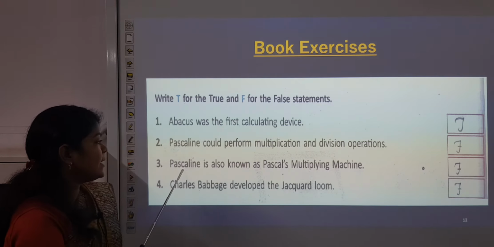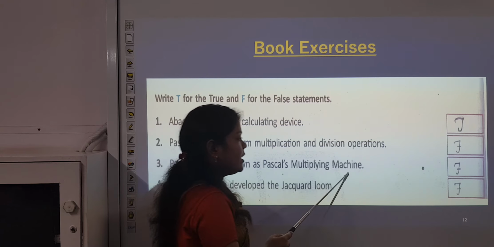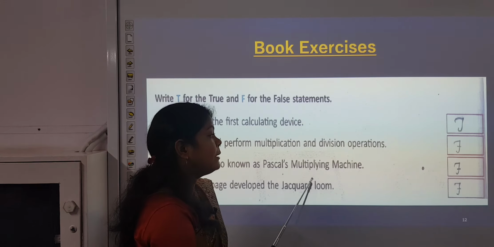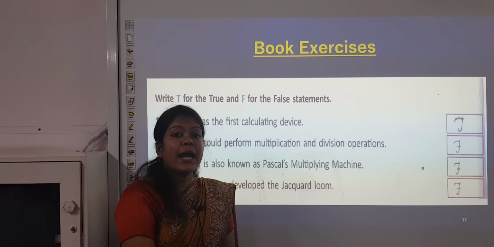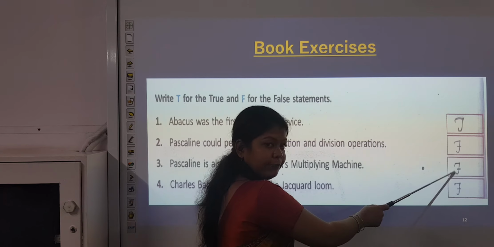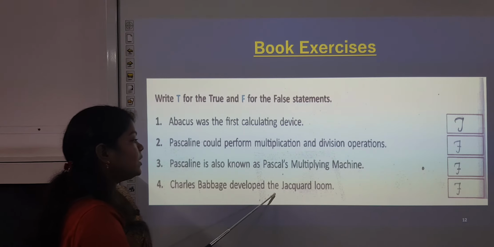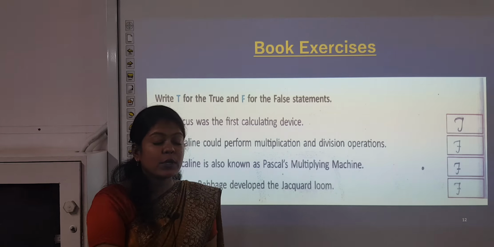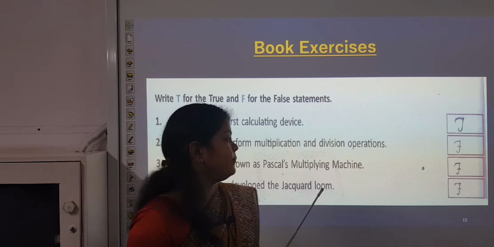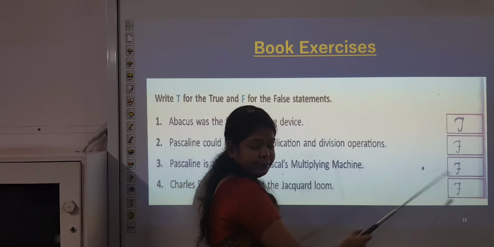Next, we have Pascaline is also known as Pascal's multiplying machine. No, it is not Pascal's multiplying machine. It is Pascal's addition machine. So, it is also false. So, you have to again write here capital F. Last we have Charles Babbage developed the Jacquard loom. No, because Charles Babbage developed the analytical engine and the difference engine. So, it is again false. We have to write here capital F.